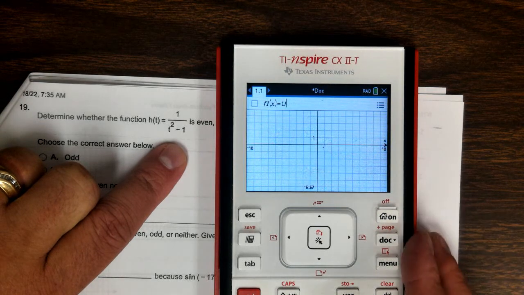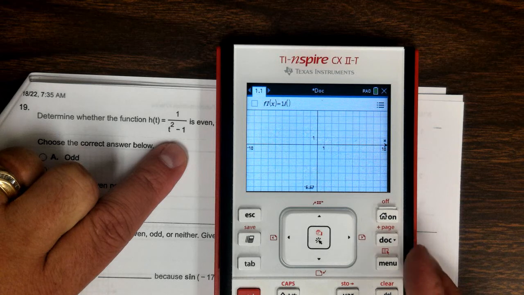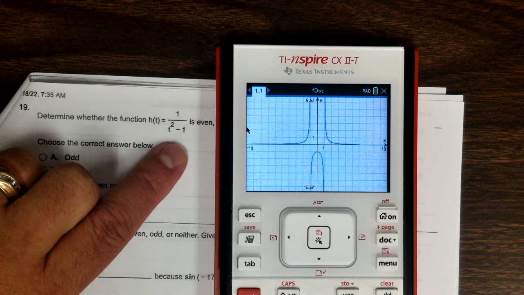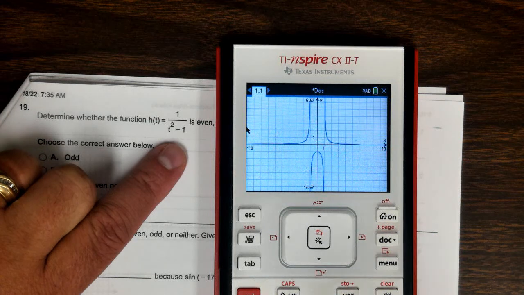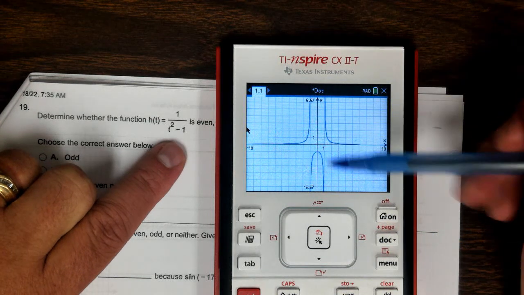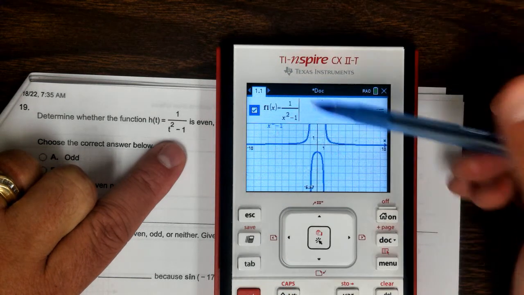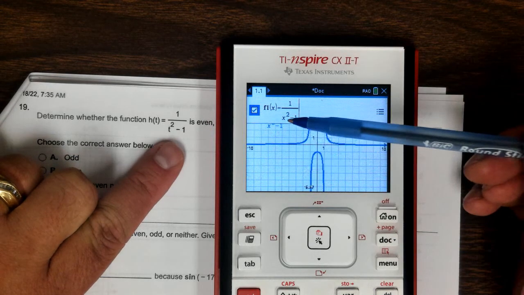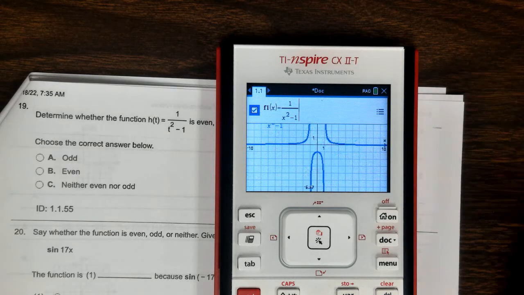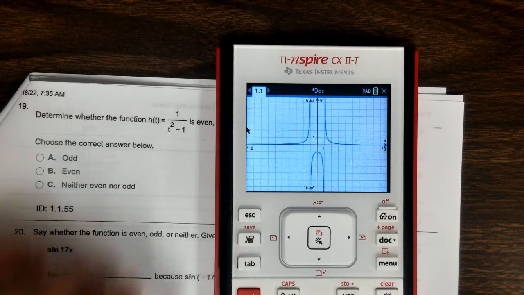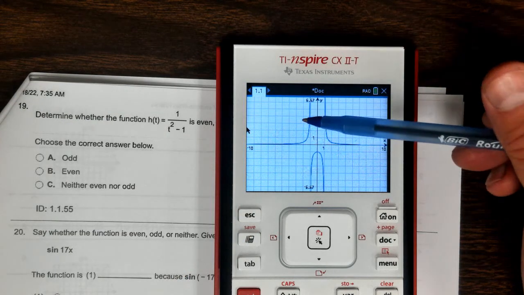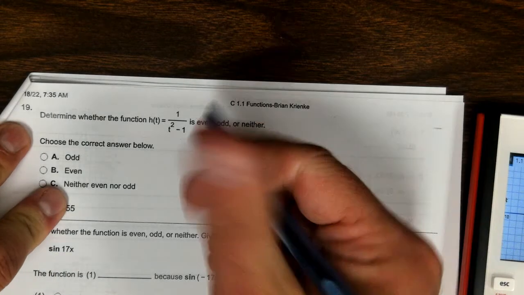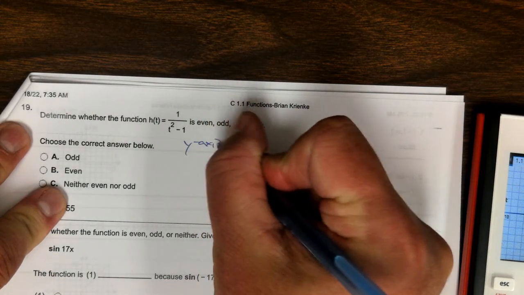We go 1 over parentheses x squared minus 1. Okay, got that interruption. But we put in 1 over x squared minus 1 because even though this says t, it won't work on the calculator, so you have to put x. And when you look at it, it's symmetric left and right, which is across the y-axis, and that means it's even.